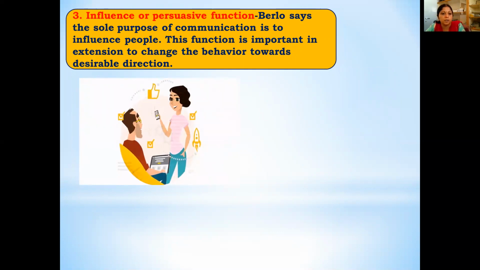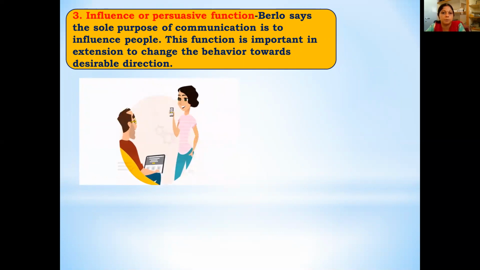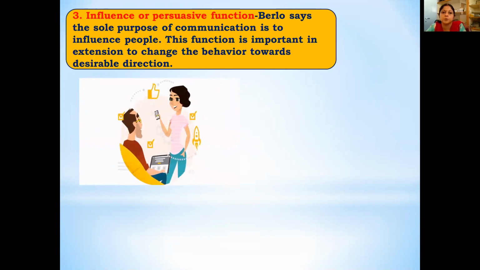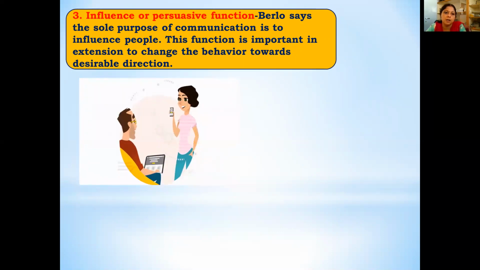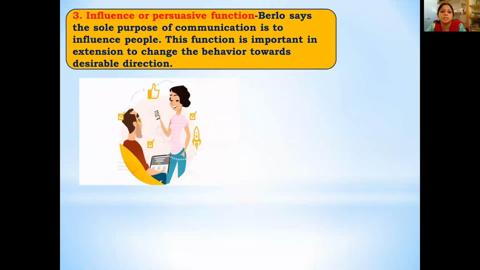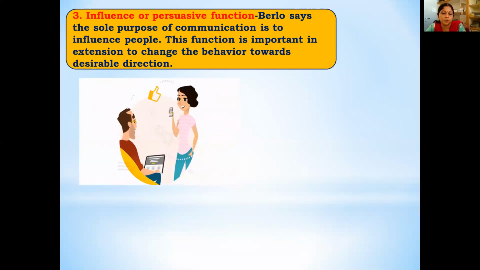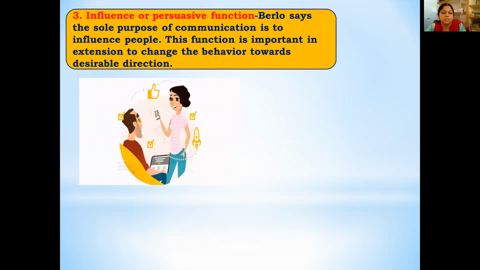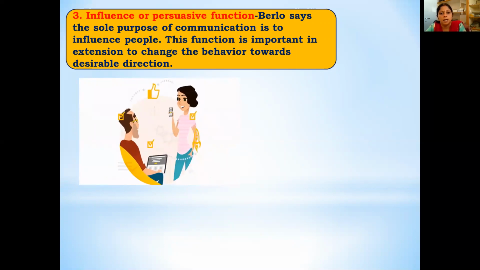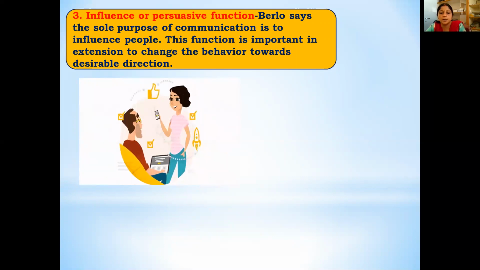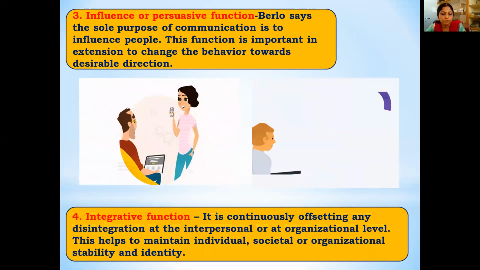Being an extension worker, when we are communicating with the farmer, the main purpose is to influence or persuade the farmer about a new technology. I have to communicate in such a way that I persuade or influence the farmer to adopt or make use of the important aspects of the technology that are essential for their higher benefit, or to get their agriculture to move in a positive direction.